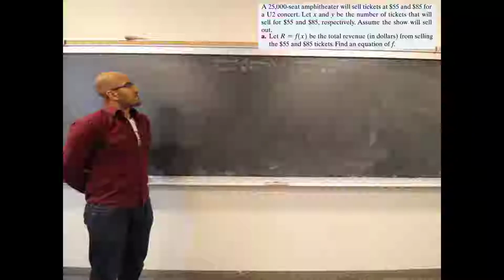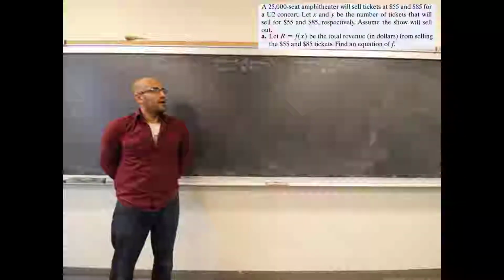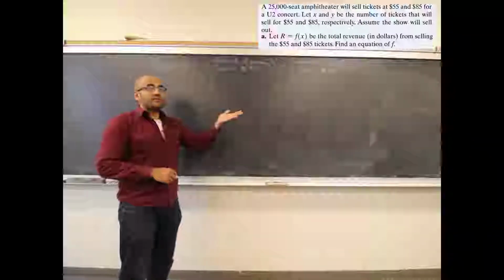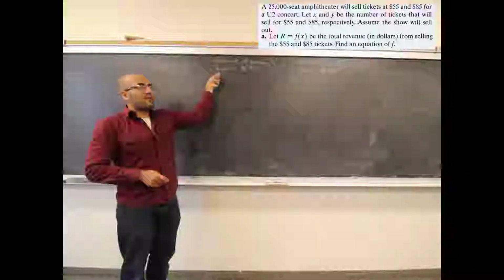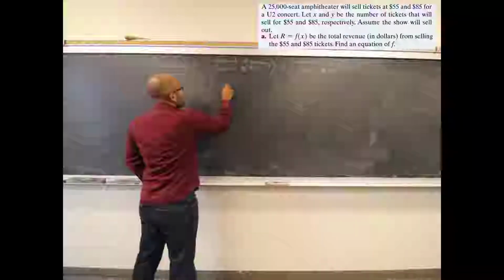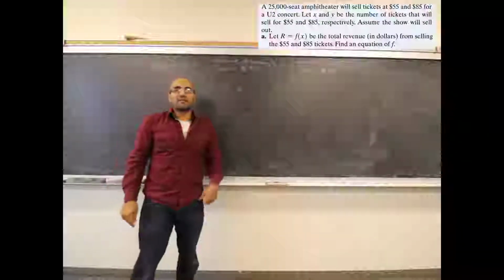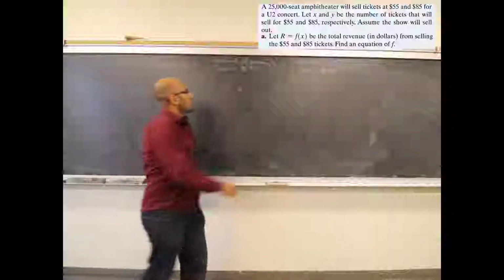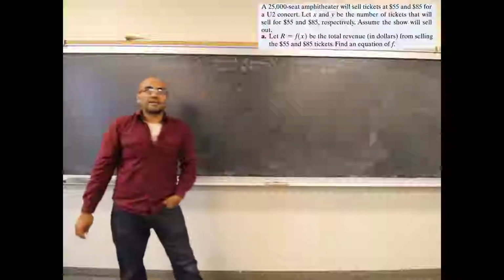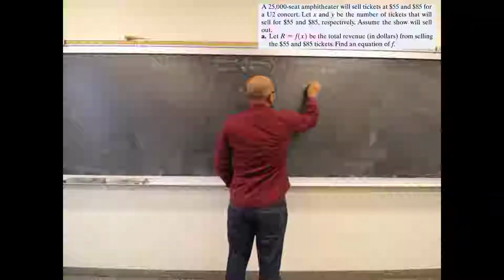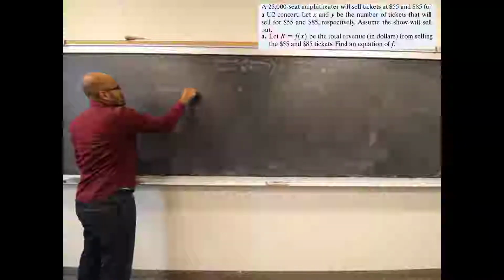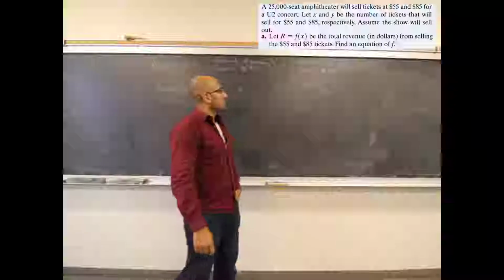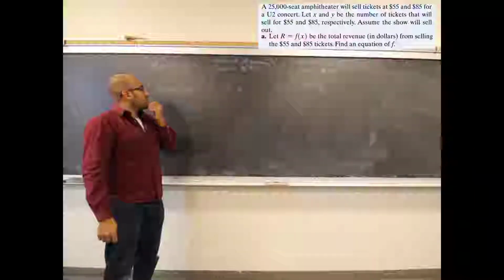So the amount of money from the $55 tickets can be represented by 55x, right? Where x has been defined to us as being the number of tickets that will sell for $55. So once we figure out how many tickets are sold for $55, we can multiply 55 times x, and that'll give us the amount of money you collect from selling the $55 tickets. And in the other one, y is the number of tickets you sell for $85. So this would be 85y. Right? So together they give you the total revenue. Good? Questions?